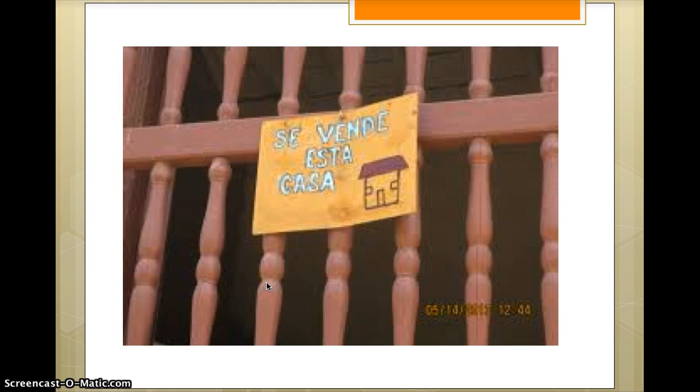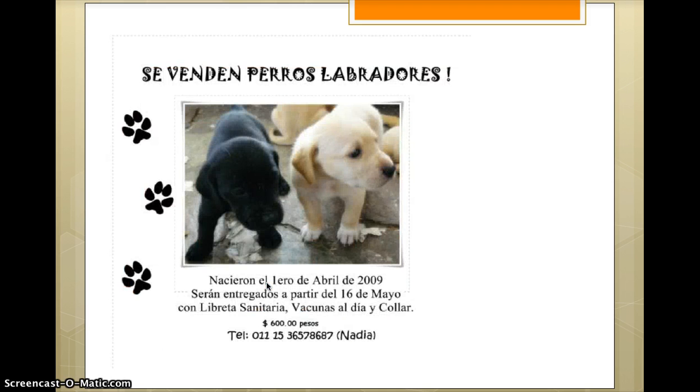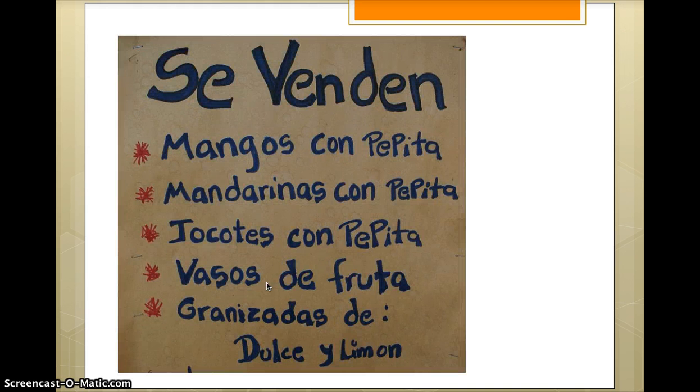Se vende esta casa. Se venden perros labradores. Se venden mangos con pepita, mandarinas con pepita, jocotes con pepita, vasos de fruta, granizadas de dulce y limón, etc.